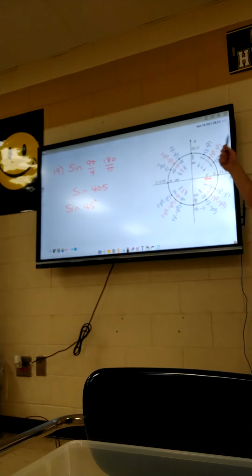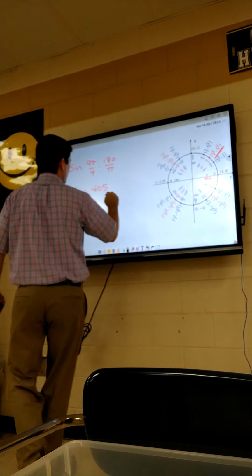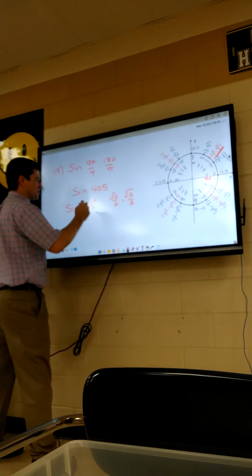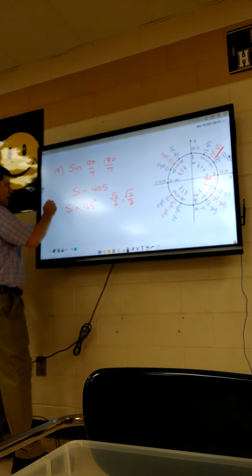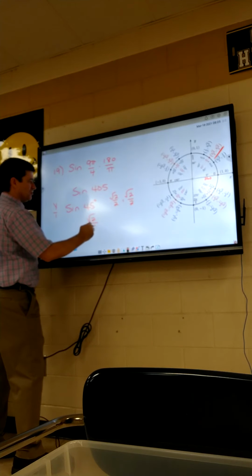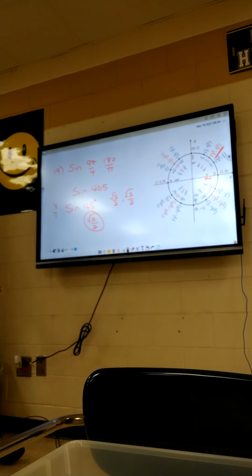All right, so if you remember from yesterday, we go to 45 degrees. We write down this point, root 2 over 2 and root 2 over 2. What's our formula for sine? I think it was y over 1, correct? Well, my y is just root 2 over 2. So that's my answer.